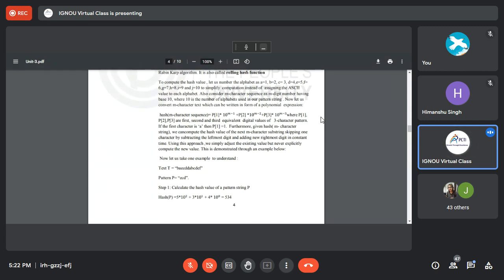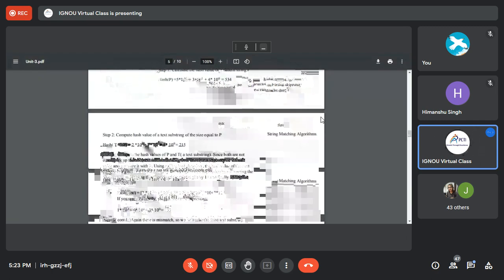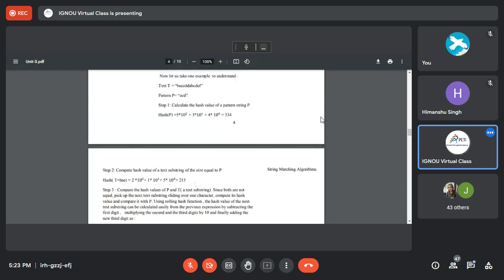Now the next is C. C is 3, so 3 multiplied by 10 to the power 1. And then 4 for D, 4 multiplied by 10 to the power 0. So 534 is the hash value. So this is the first step, that means calculating the hash value of the pattern string.